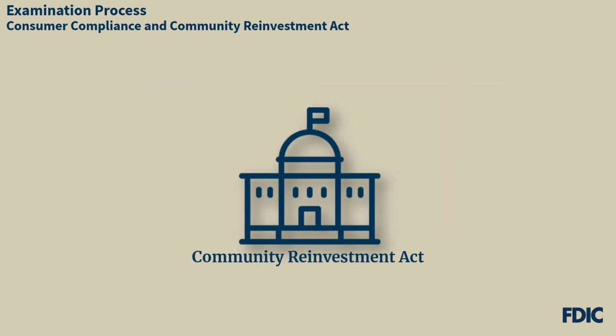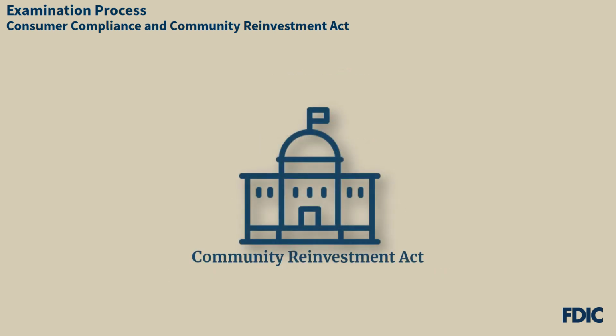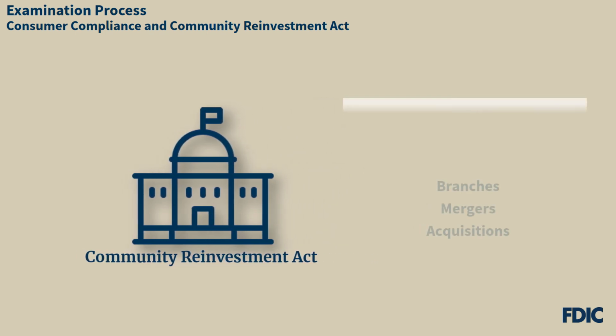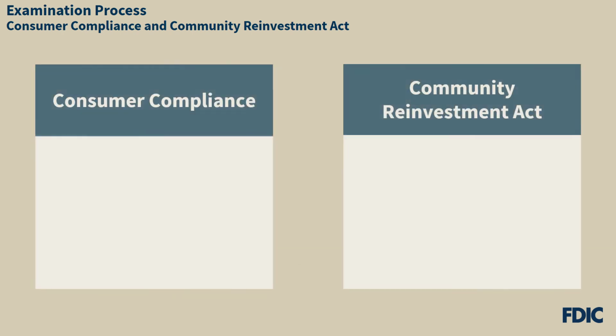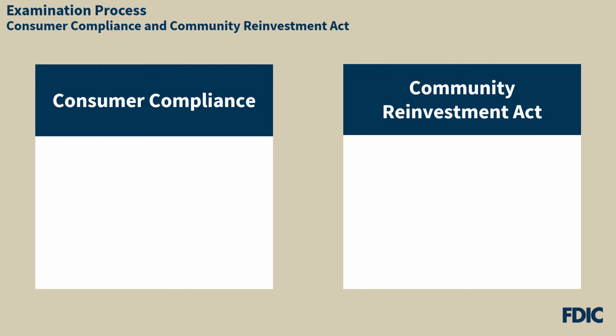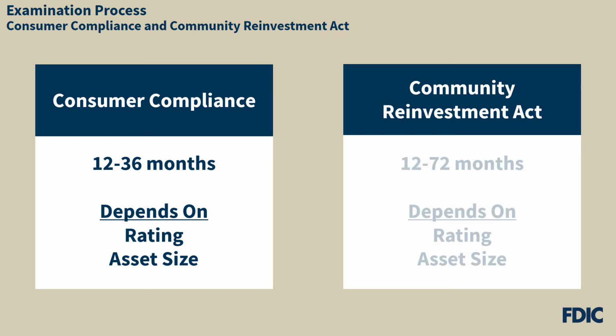CRA examinations assign ratings using the terms outstanding, satisfactory, needs to improve, or substantial noncompliance. An important point to note: by law, a bank CRA rating is considered when the FDIC evaluates applications for branches, mergers, and acquisitions. The FDIC conducts consumer compliance and CRA examinations simultaneously whenever possible. For consumer compliance, the examination cycle is every 12 to 36 months, depending on the bank's consumer compliance rating and asset size. CRA examinations are completed every 12 to 72 months, also depending on the bank's CRA rating and asset size.